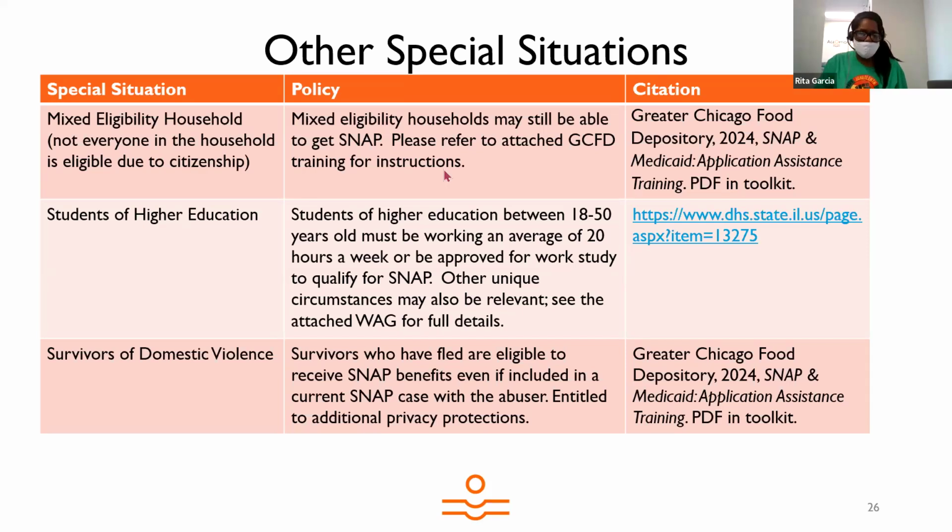Students of higher education, those between ages 18 and 50, must be working an average of 20 hours a week or be approved for work study to qualify for SNAP. There are some other unique circumstances that may also be relevant, as well as survivors of domestic violence. Survivors who have fled are eligible to receive SNAP benefits, even if included in a current SNAP case with the abuser, they are entitled to additional privacy protections and may also qualify.